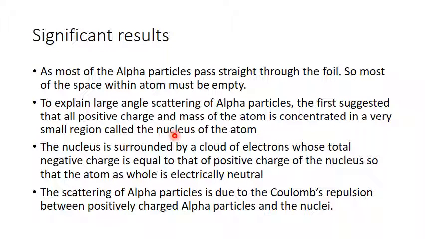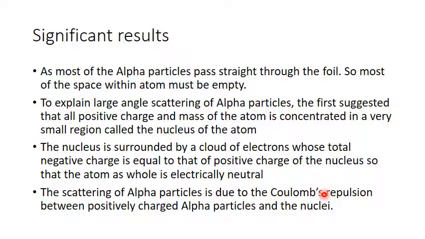Now they saw that if the small mass concentrated at the center is the nucleus, which is positive in charge, then there must be a negative charge also, because atoms are electrically neutral. So the nucleus is surrounded by a cloud of electrons whose total negative charge is equal to the positive charge of the nucleus. So the atom as a whole is electrically neutral.